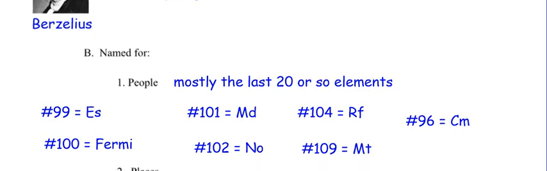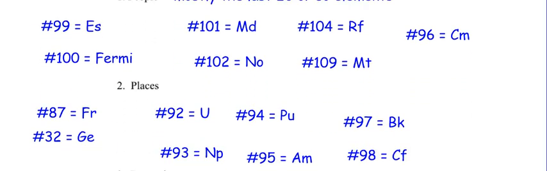Okay. We have them named for places. Francium is number 87. Germanium. Now, these are like planets: uranium, neptunium, plutonium. This is americium, for America. Berkelium and Californium. This is the University of California Berkeley lab, where a lot of these big elements were actually created. All right, so that's where those came from.